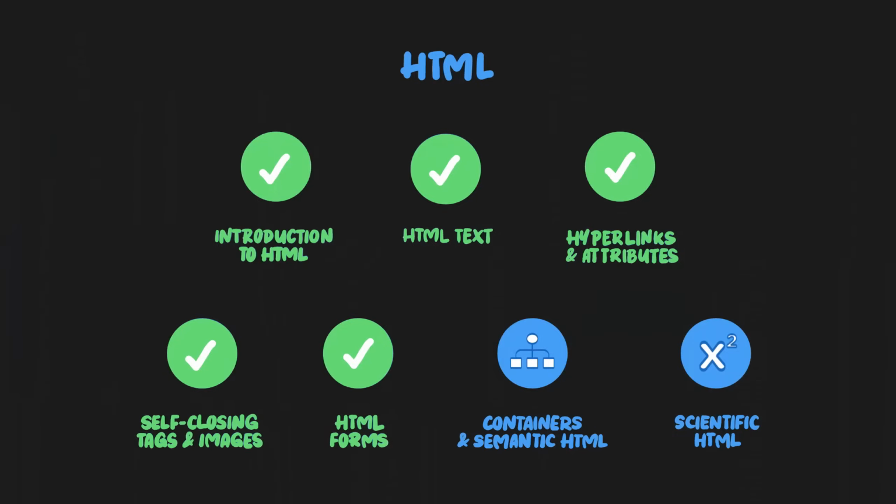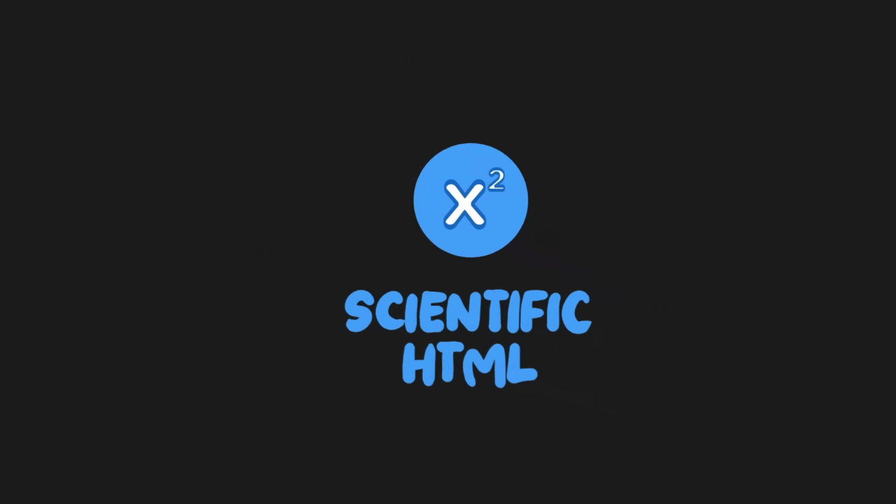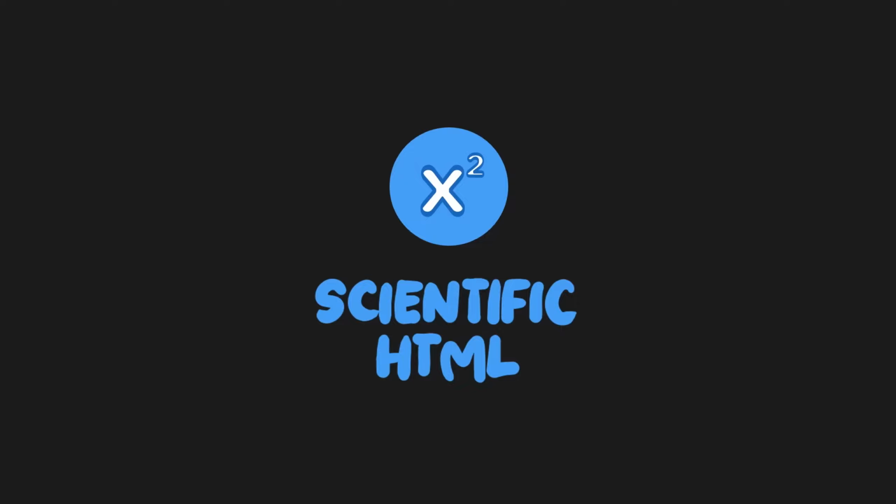Alright, we've now completed containers and semantic HTML, and we'll be moving on to the last topic of the course, scientific HTML. We'll be taking a look at the origins of HTML and learn about HTML tables and other scientific elements.